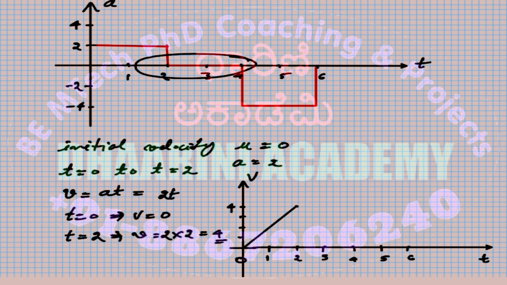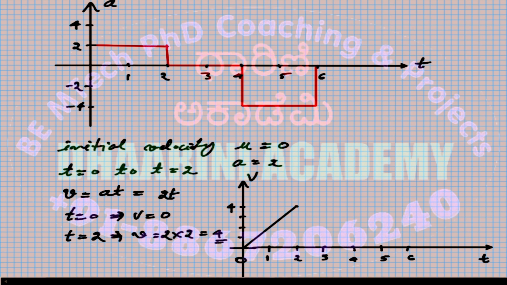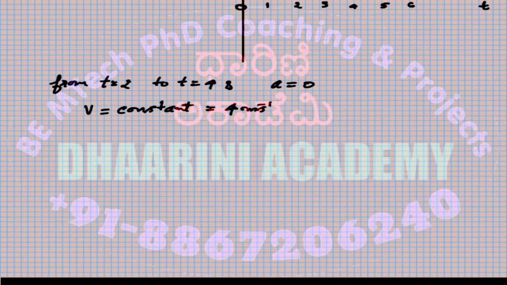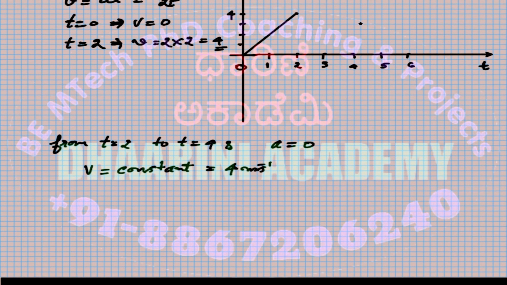So when a equals 0, velocity is constant, and its value will be the value of velocity at t equal to 2. At t equal to 2, we just calculated it is equal to 4. So velocity will remain constant at 4 meter per second from 2 till 4.